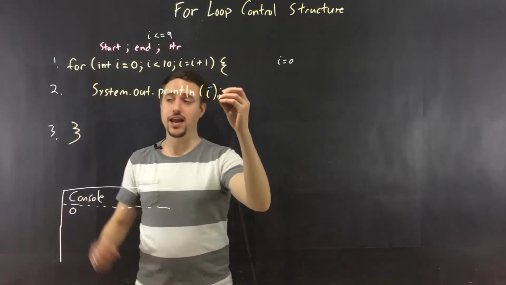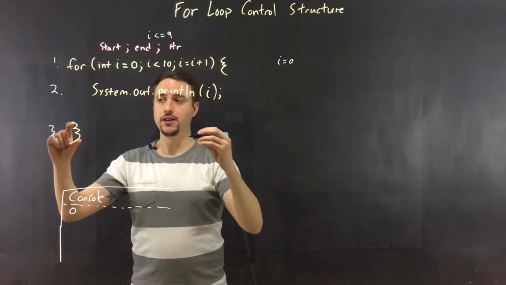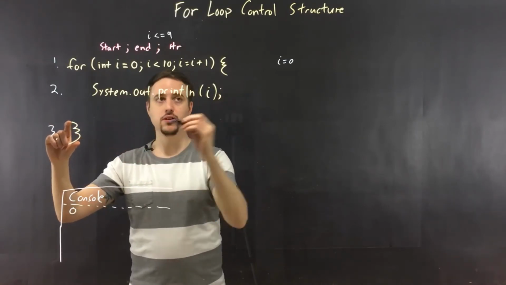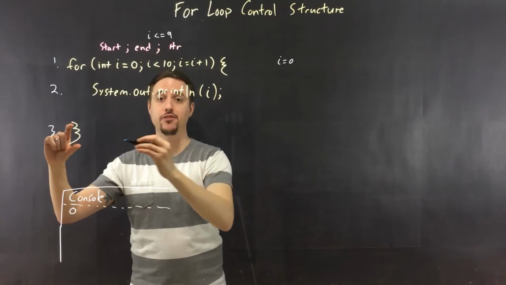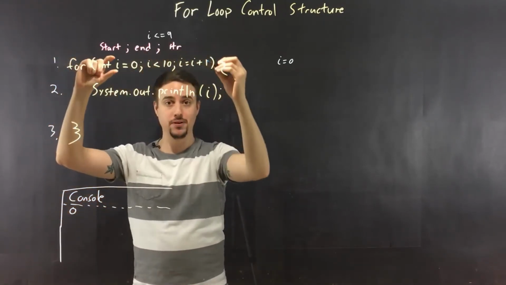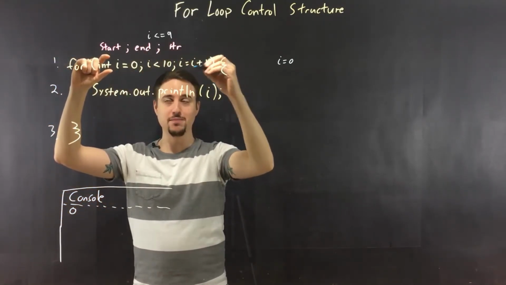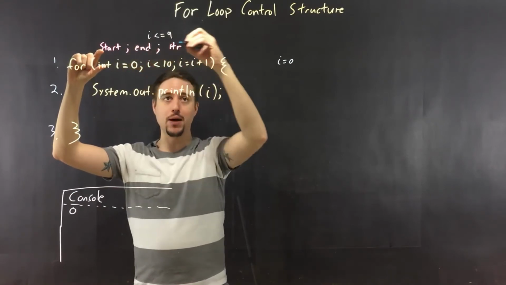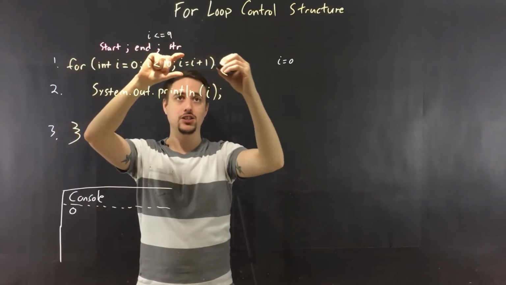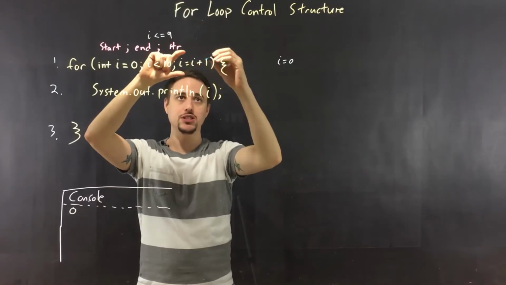Cool. Then what's going to happen? Well, it's going to go down and it's going to say, all right, I know that I'm inside of the scope of a for loop. So it's going to go back up. That's the whole point of a loop. It loops, right? It's going to loop over and over again. It's going to go back up, and it's going to execute the increment now. It's going to increment i equals i plus 1.